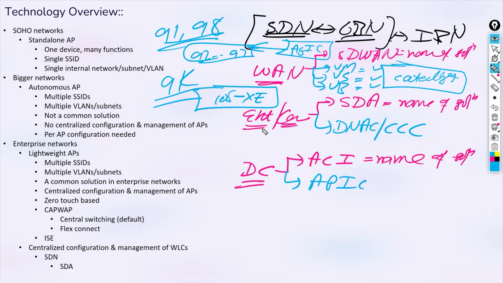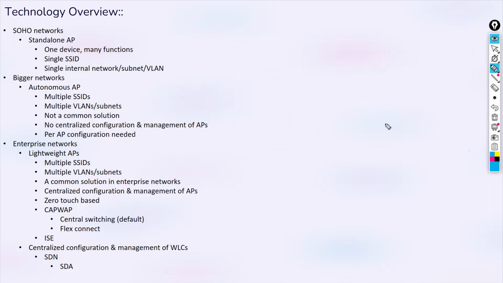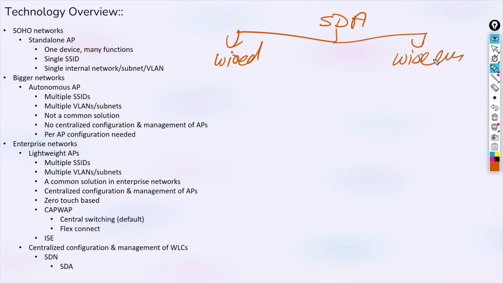But yes, coming back, I'm not talking about these others. Let's focus on SDA, because this is the solution which is relevant to our wireless section. So when I say SDA, Software Defined Access, it is used both for your wired network configuration, management, and automation, and also for your wireless.